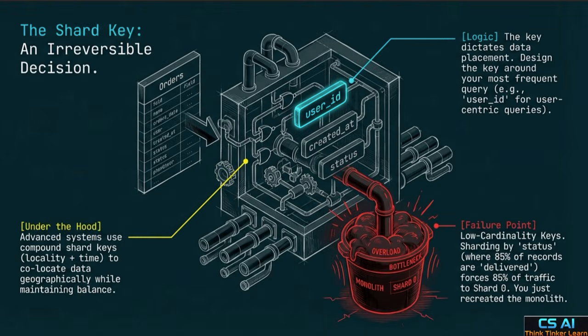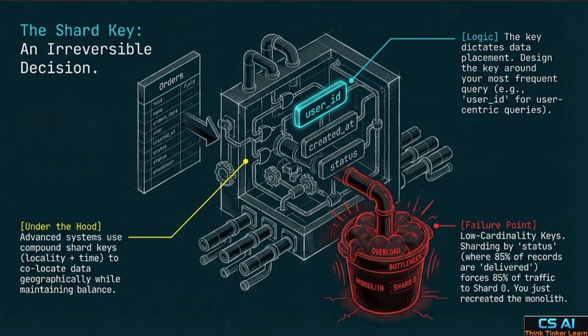Choosing the shard key is an irreversible decision. The logic is that the key dictates data placement. You must design the key around your most frequent query. For example, user ID for user-centric queries. Under the hood, advanced systems use compound shard keys, locality plus time, to co-locate data geographically while maintaining a balance. This is a complex art.